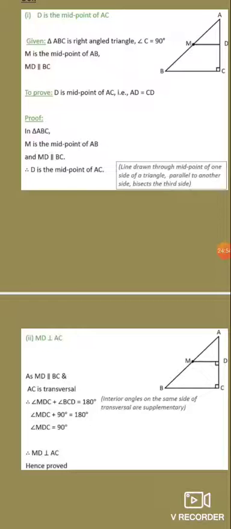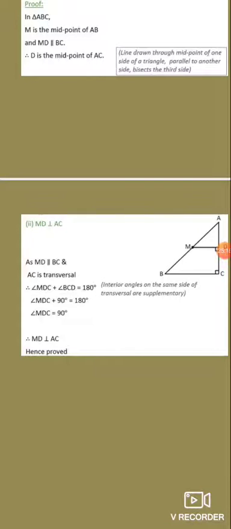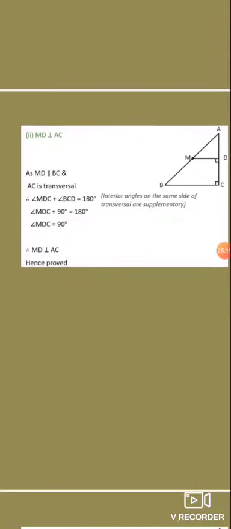Now the second one, MD is perpendicular to AC. As MD is parallel to BC, and AC is the transversal, angle MDC plus angle BCD equal to 180. Interior angles on the same side of the transversal are supplementary. So angle MDC plus 90 degrees equal to 180. Angle MDC is equal to 90 degrees. Therefore, MD is perpendicular to AC. Hence the proof. Okay. Clear, students?